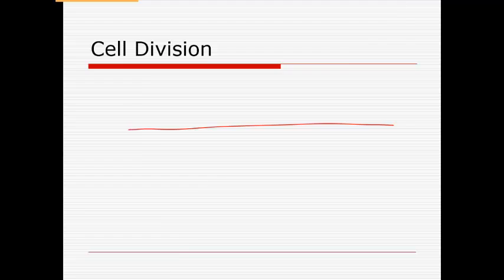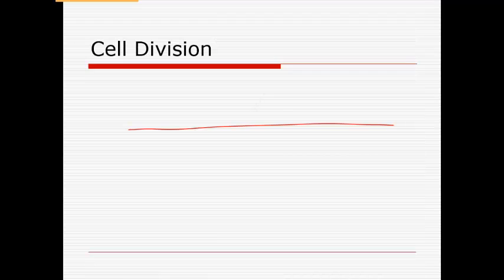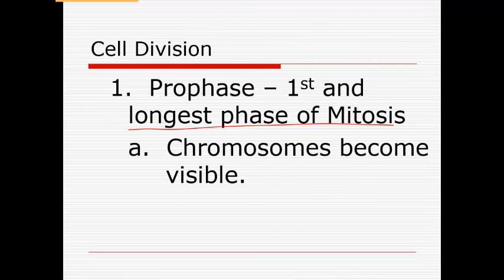Now if we look back at this picture here, it's not the longest phase of the whole entire cell cycle. Prophase takes up this much time, where S takes up this much time. So it's not the longest phase total, but it is the longest phase of mitosis. So here are some things that are happening during prophase.